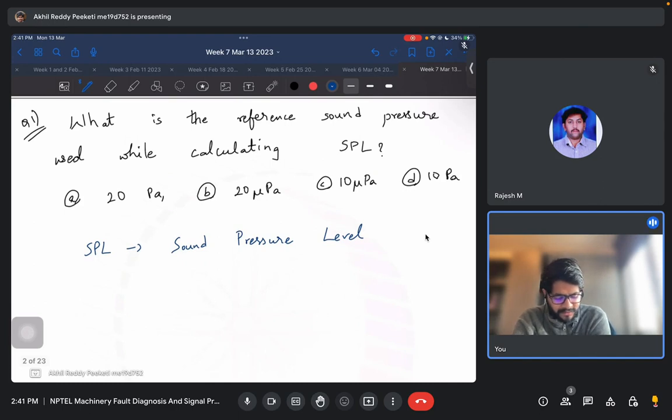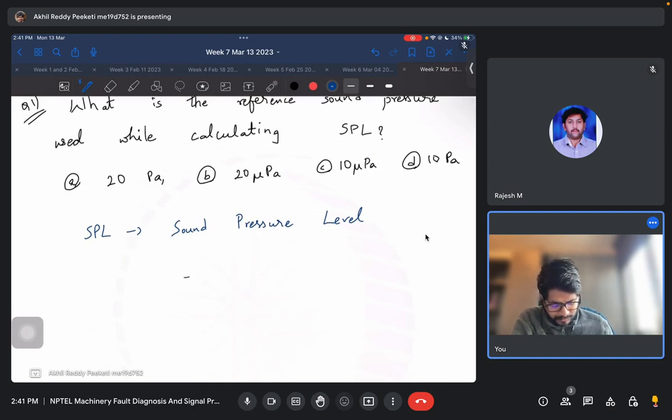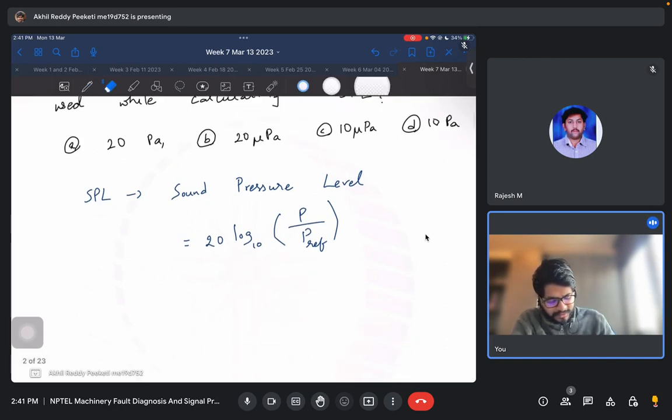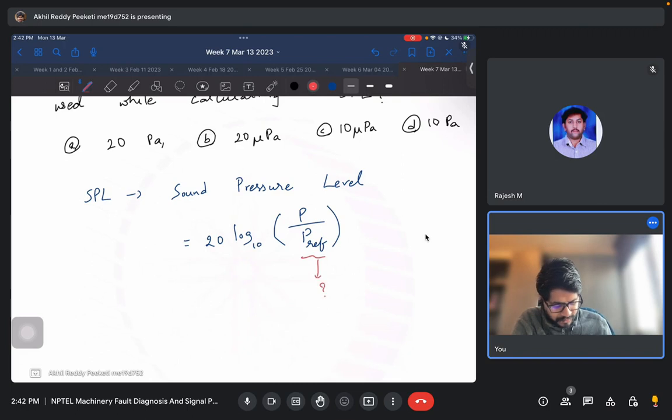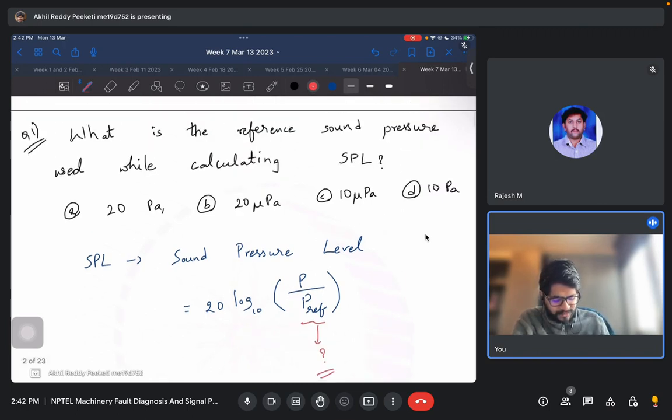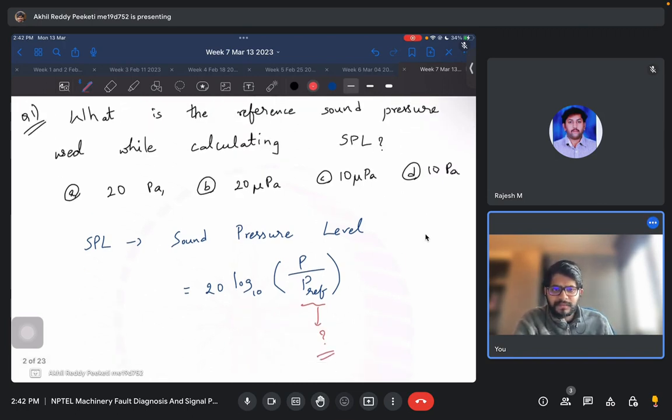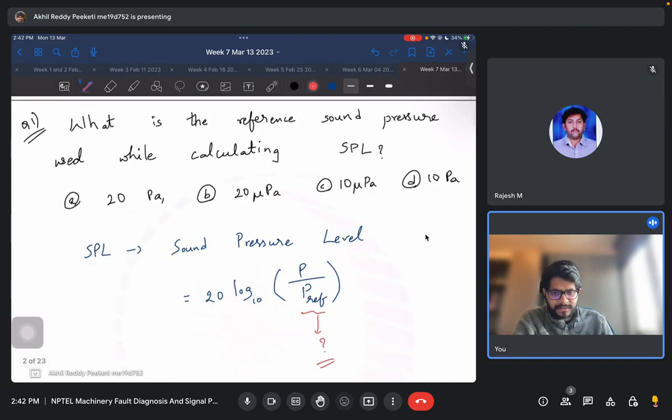what is the reference sound pressure which is used when we are calculating the SPL? SPL is actually 20 log 10 of pressure by reference pressure. So the question here is, what is this reference pressure that you need to use when you are calculating the sound pressure level? Any idea, Rajesh?